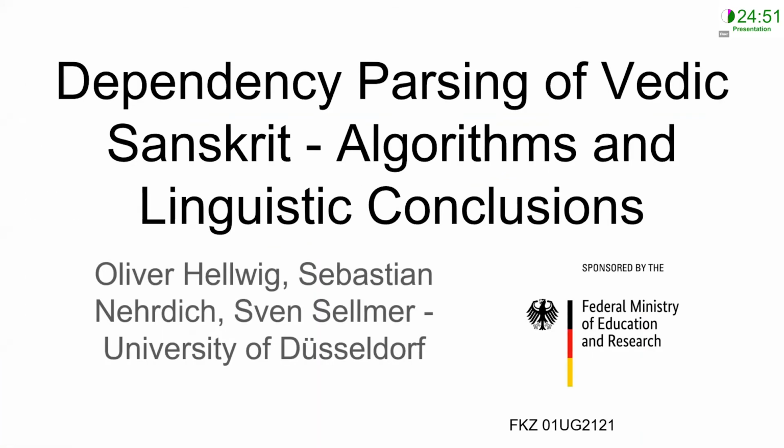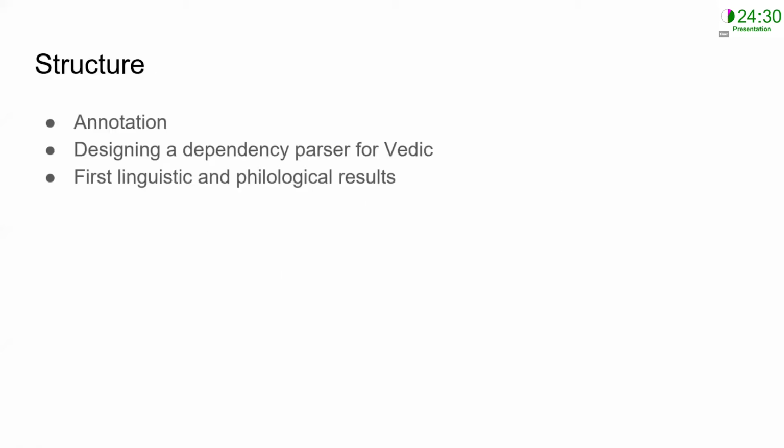Okay, cool. So I share a talk with Sebastian Nehrdich, and our talk addresses the question how we can label Vedic texts with syntactic dependencies and which methods are best suited for this task, and also which linguistic and philological conclusions we can draw from the data. The presentation has 3 parts. In the first part, I will talk about the basic annotation process and the current coverage of the Vedic treebank. In the second part, Sebastian will tell you something about recent advances with the help of deep learning. And in the third part, I will present again some linguistic and philological conclusions, some very preliminary ones.